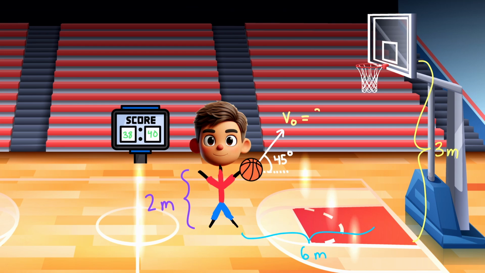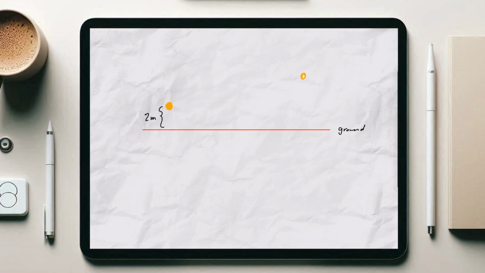Using the information we now have, we can calculate the initial velocity that LeBrick needs to shoot the ball to swish it in the basket and win the game. In other words, let's use some physics to save the day. Alright, just like other physics problems, let me draw a quick schematic to visualize what's going on.